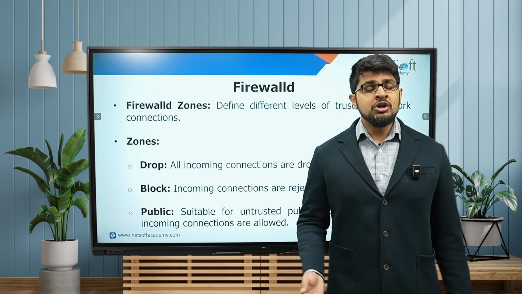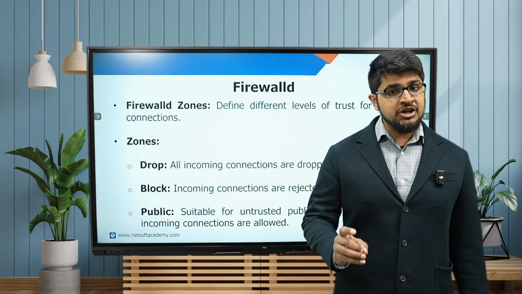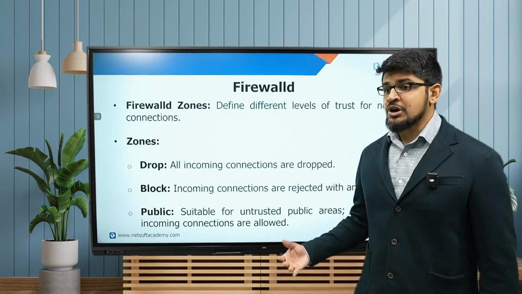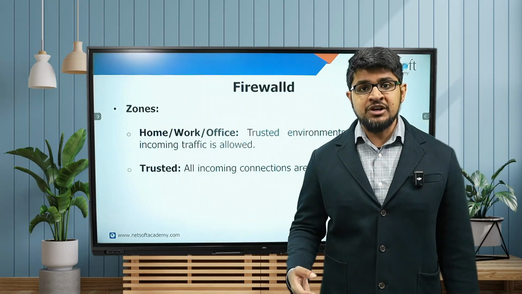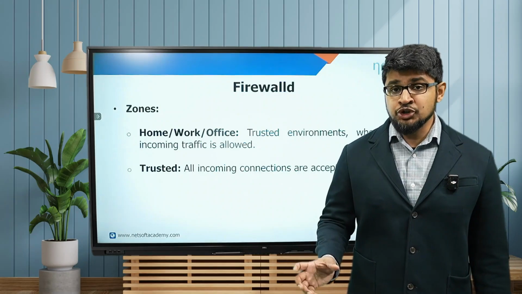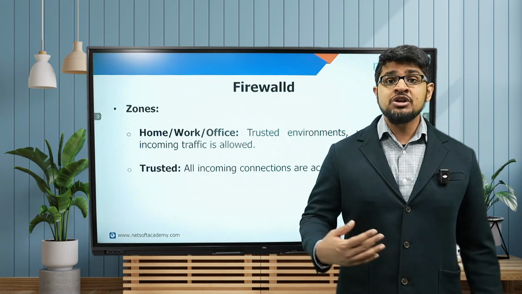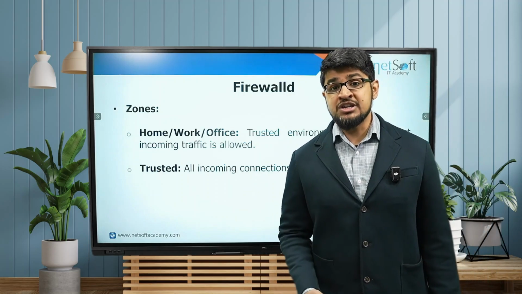There's the public zone, which is suitable for untrusted public areas. In here, only selected incoming connections will be allowed and the rest will be rejected. And of course, you have other zones such as home, work, or office, or even trusted zones where all incoming connections are accepted. So based on the zones, you can configure your network interface to allow certain services and certain traffic in certain zones, and to have a completely separate configuration in another zone. This is promoting the flexibility that Firewalld has.